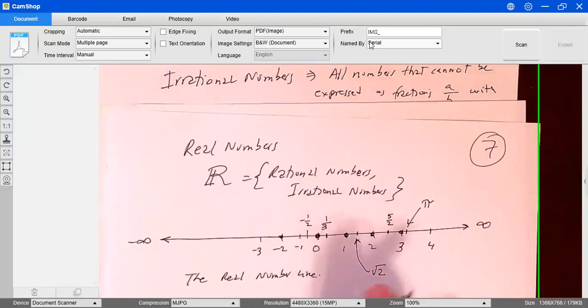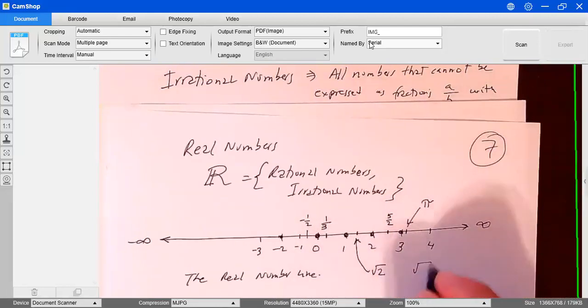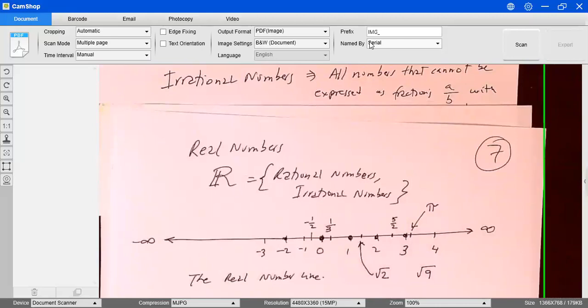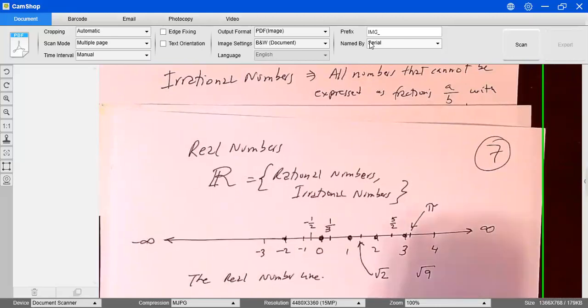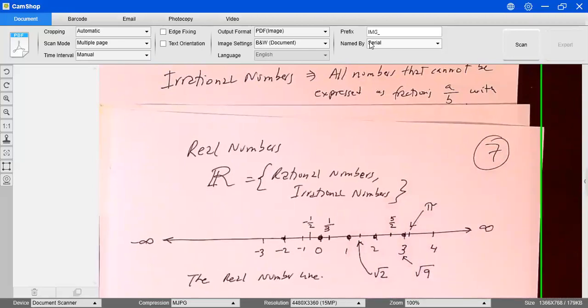So be careful with radicals. Be careful with the square root of something, because if you have the square root of 9, this is just equivalent to 3. So be careful. The square root of 9 is an integer. It's also a rational number, but it's not an irrational number. So this is not an irrational number because the square root of 9 is perfectly exact, it is 3.